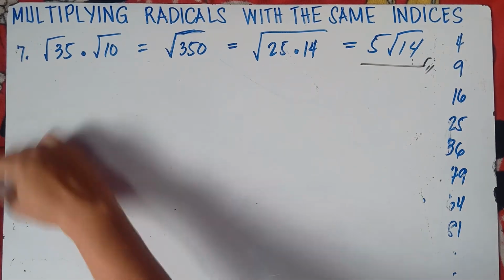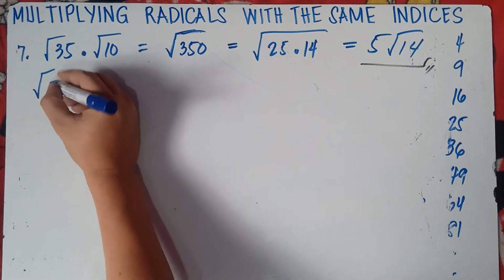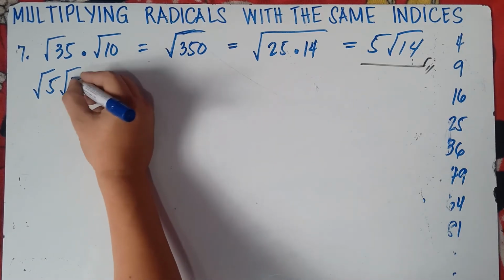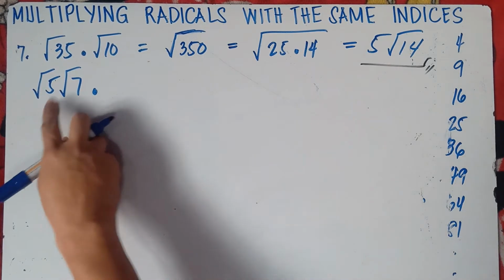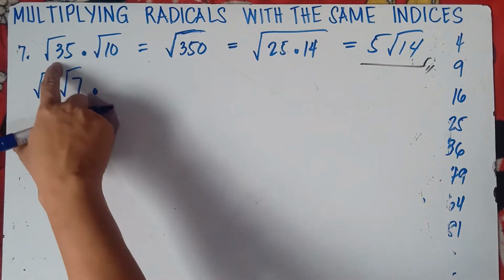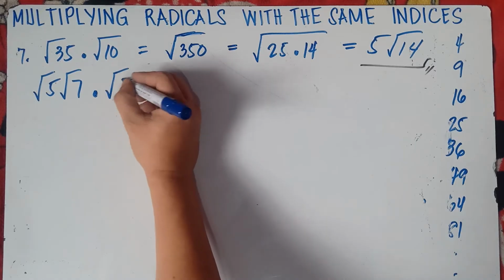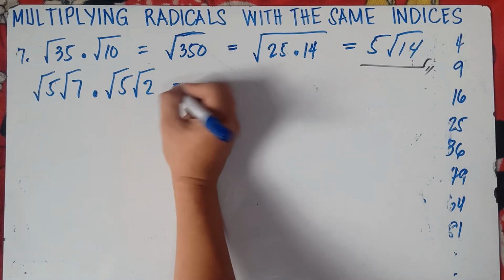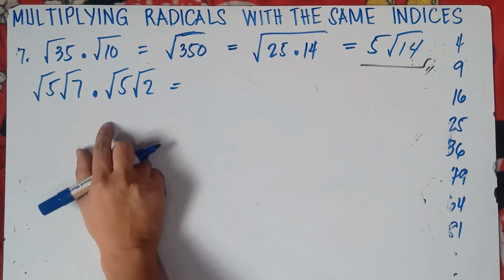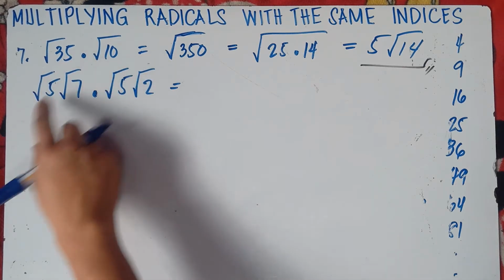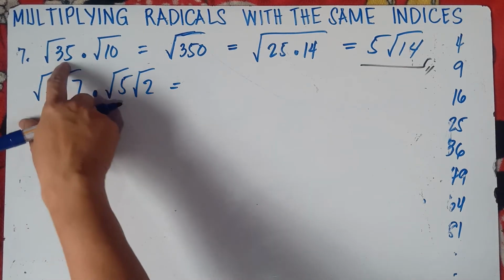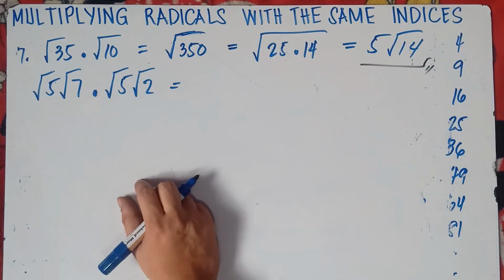So we can simplify this one by the square root of 5 times the square root of 7, right? Square root of 5 times square root of 7, that is square root of 35. Times, and for 10, we can simplify this one by square root of 5 times square root of 2. So one factor is common for 35 and 10, that is 5. So 5 times 7, that's 35. 5 times 2, that is 10.